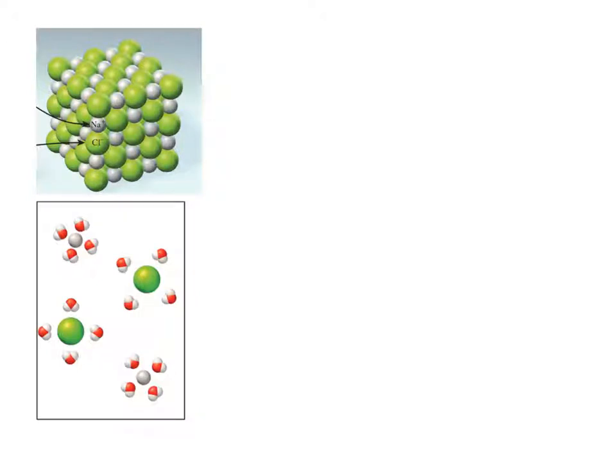Now let's look at an ionic compound. Let's look at sodium chloride. And here we've got a picture of the three-dimensional array of sodium ions surrounded by chloride ions. And the sodium ions are the gray spheres. They're a lot smaller. Remember, they've lost an electron. And the chloride ions are a lot larger.